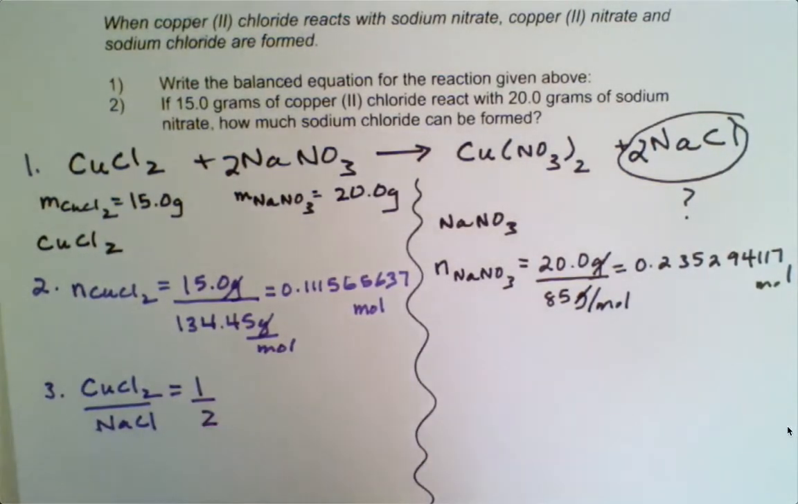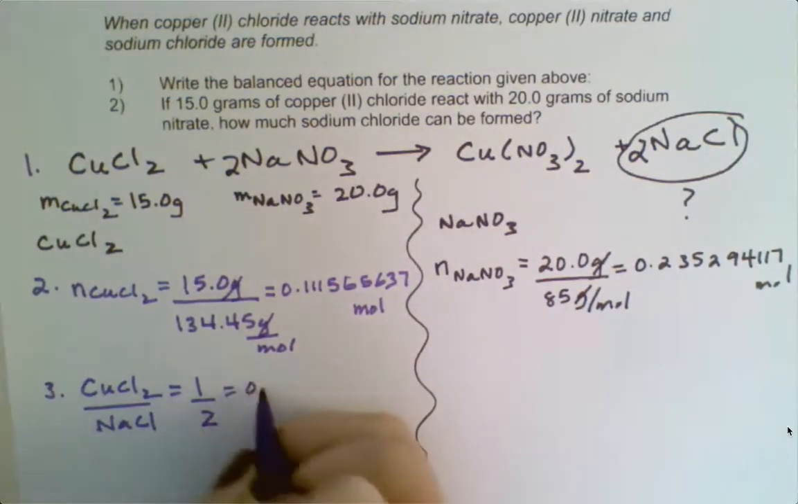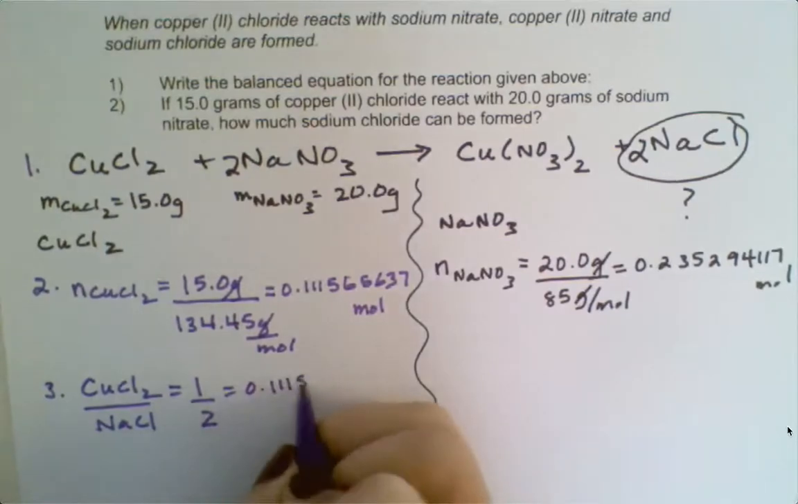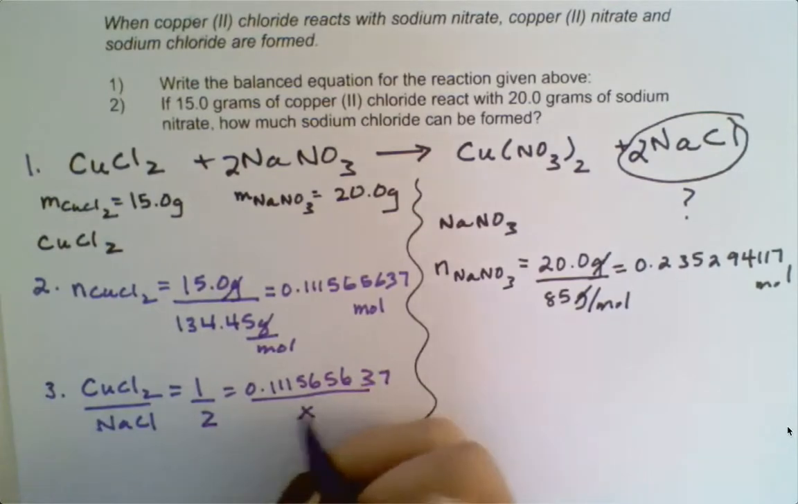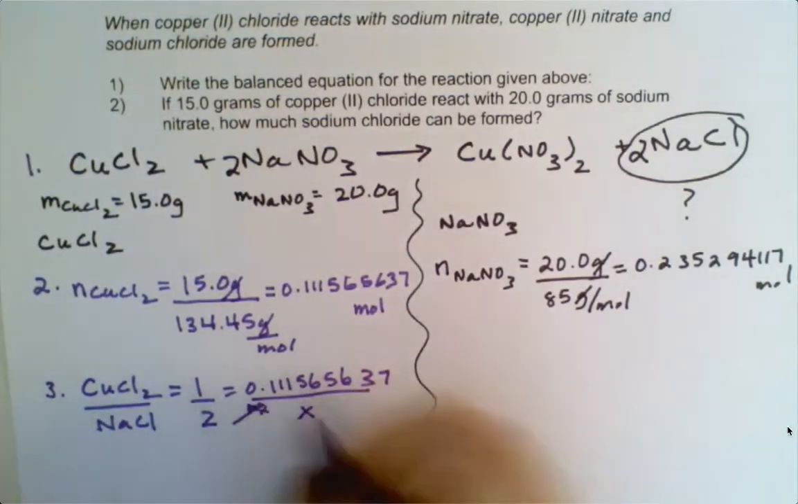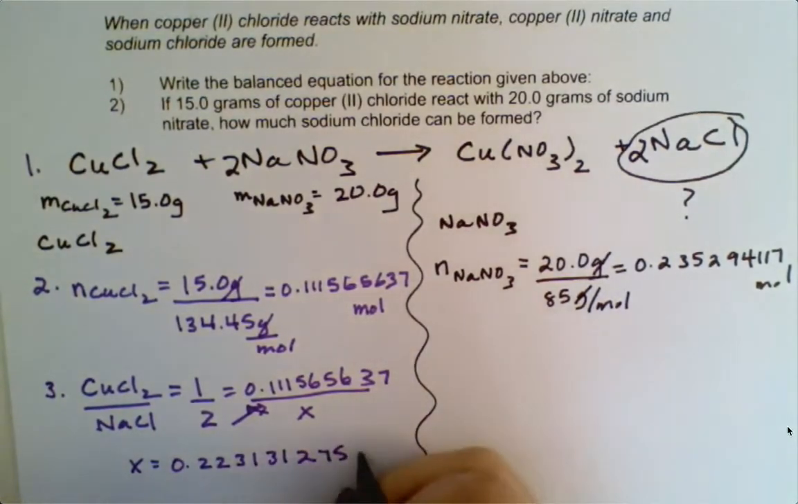However, I do not have 1 mole of copper 2 chloride. I only have 0.111565637 moles. So I'm going to set up a cross multiplying. And when I do that, I solve for x, and x will equal 2 times this value, which is 0.223131275, and that would be moles of sodium chloride.